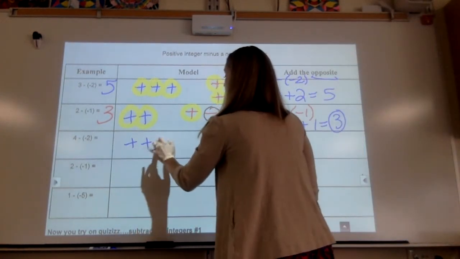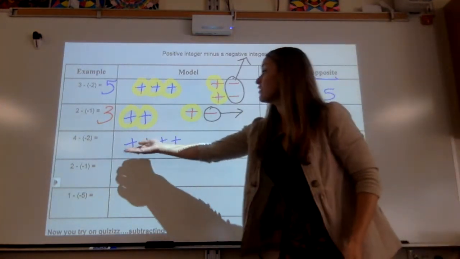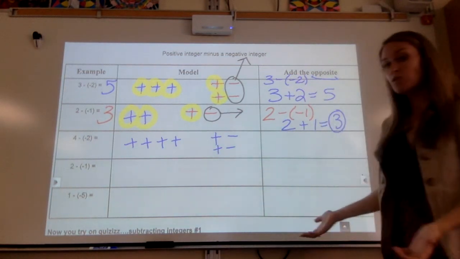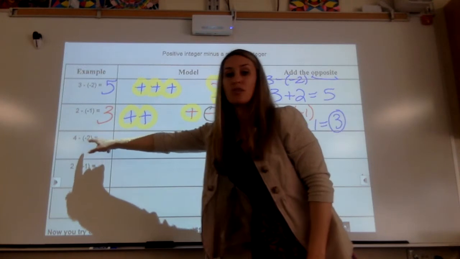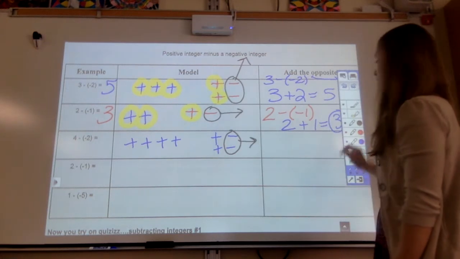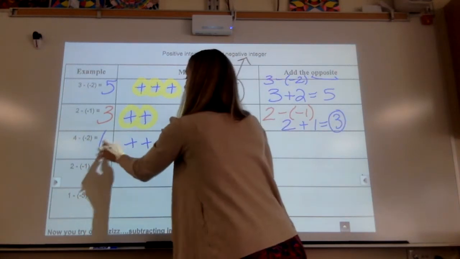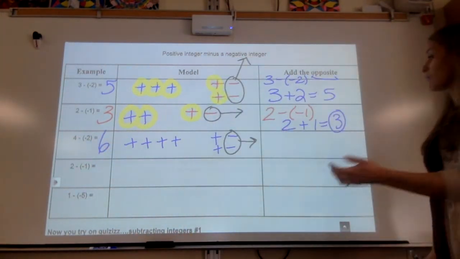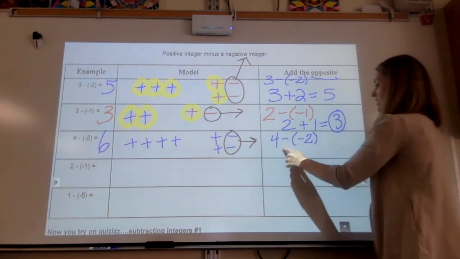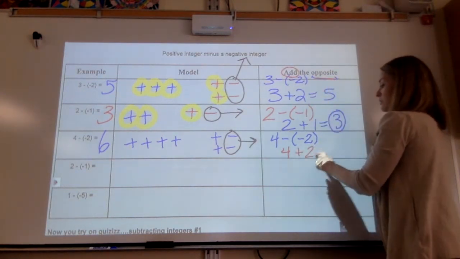So we're starting with 4 positives. Can I take away 2 negatives? Again, we only have positives here. There's nothing to take away. We have to bring in our 0 pairs. And I have to bring in 2 0 pairs because I want to take away 2 negatives. So if I circle my 2 negatives, take them away, then I've got to count up how many of my positives are left. 1, 2, 3, 4, 5, 6. So 6 positives. And then again, we want to rewrite that expression, 4 minus a negative 2. We want to rewrite it as subtraction becomes addition, and the opposite of negative 2 is positive 2.